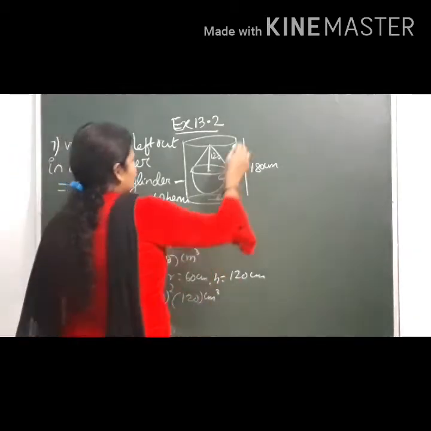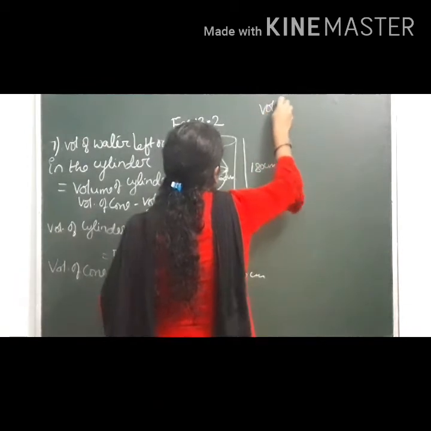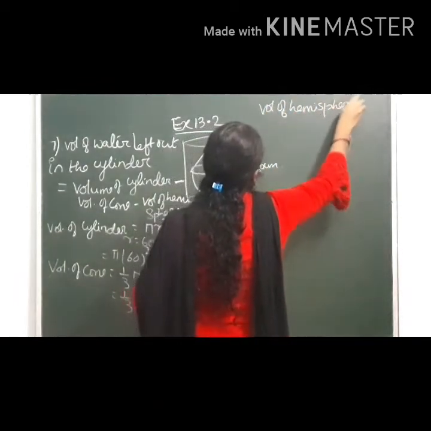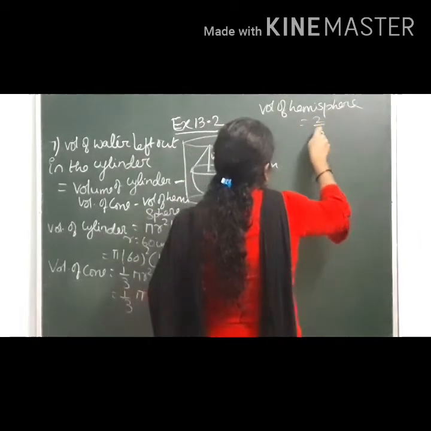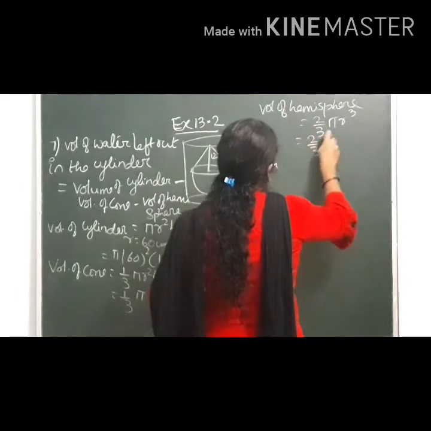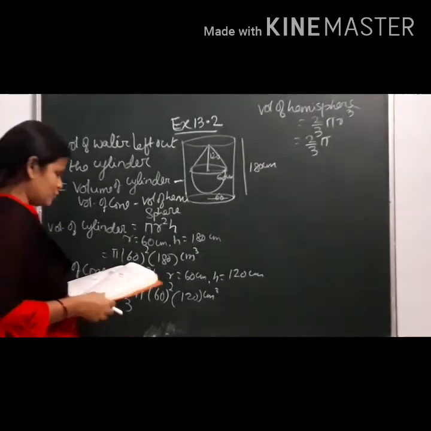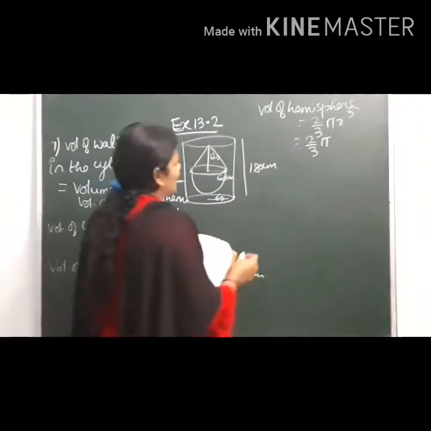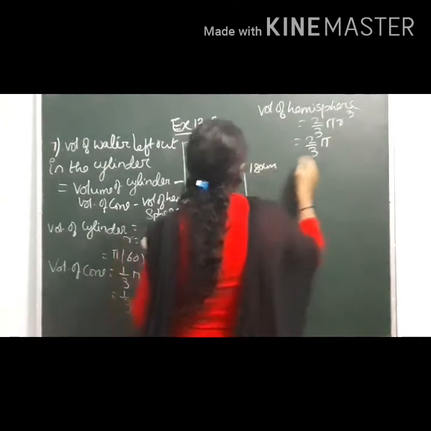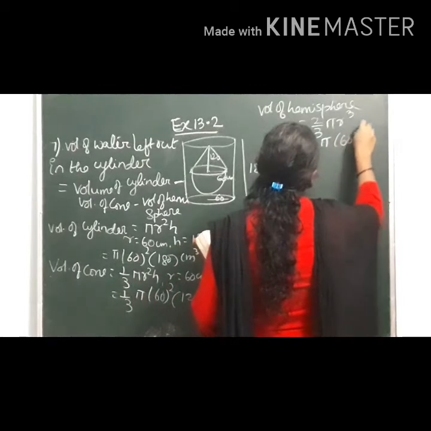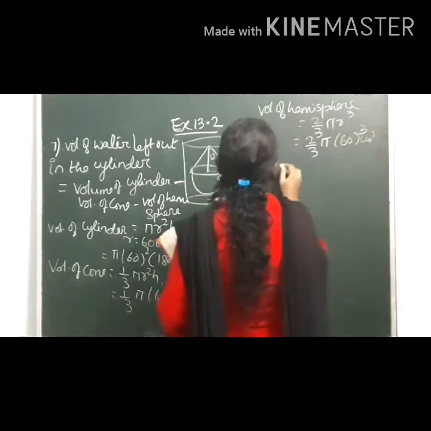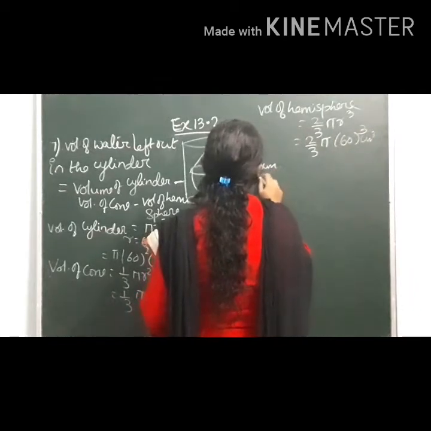Next come to what is the volume of hemisphere. What is the volume of hemisphere formula? That is 2 by 3 pi r cube. So next is 2 by 3 pi r cube. So what is the r here? R is equal to 60 centimeter cube. Okay.